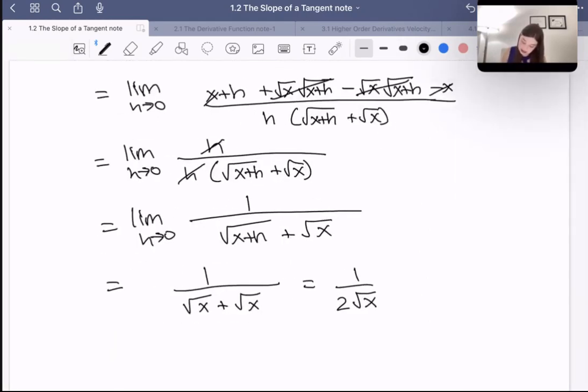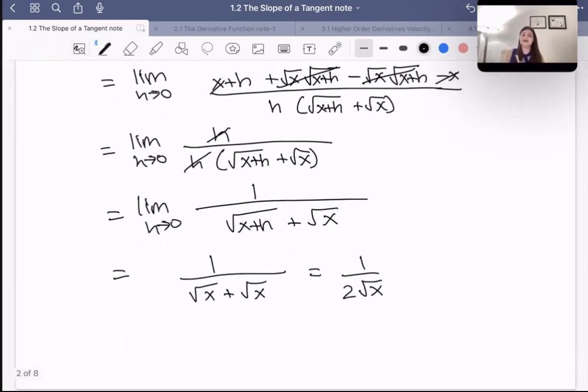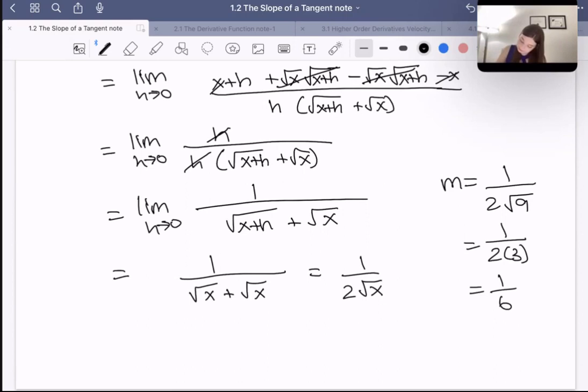Now it asked for a specific point. It was 9, 3. So that means the x value is 9. So our slope is 1 over 2 times root 9, which is 1 over 2 times 3, because we're assuming that because it's a function, we're only doing the positive root in this case, equals 1 over 6. And so 1/6 is our final answer there.